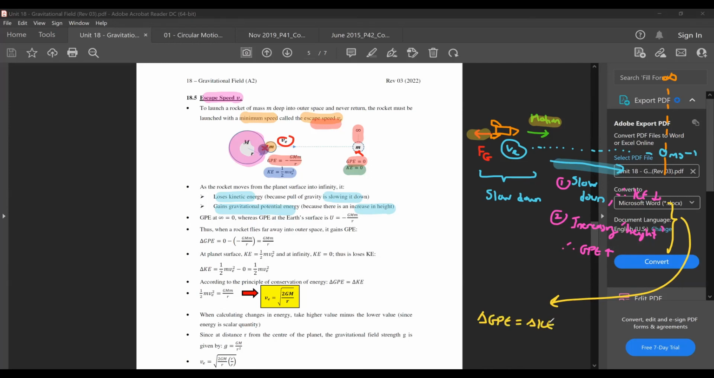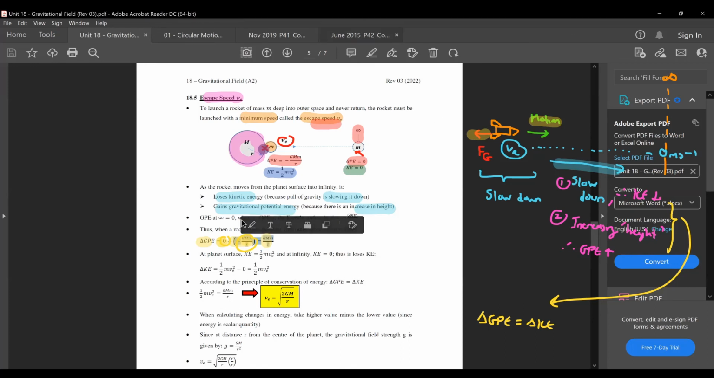If you apply conservation of energy over here, you will get the gain in GPE equals the loss in KE. In my case, my gain in GPE will be 0 minus negative GMm over R, giving me GMm over R. 0 is the higher value compared to negative GMm over R, because negative GMm over R is a negative value. So I take the higher value minus the lower value, and I get GMm over R.